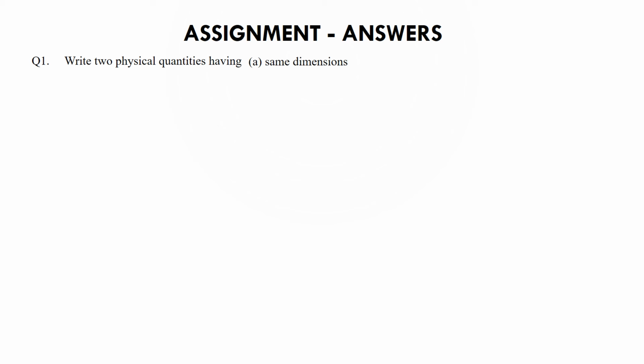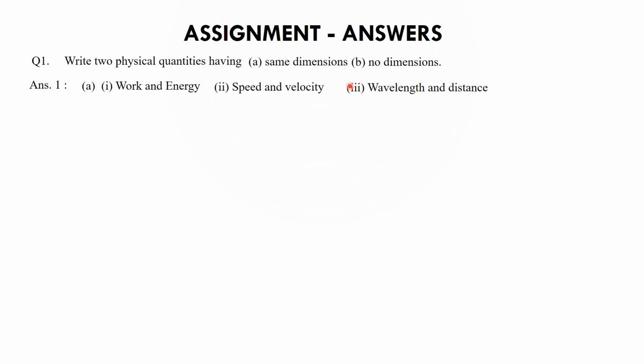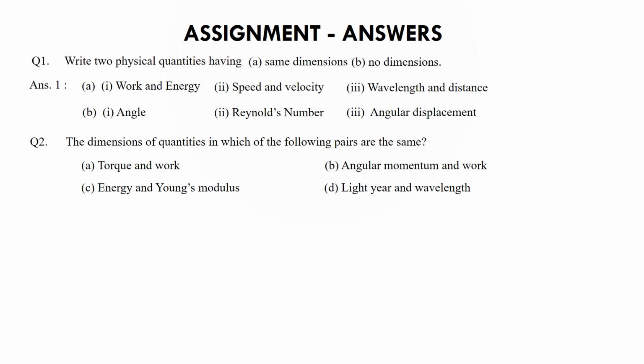The first question: two physical quantities having the same dimensions, and none. Same dimensions: work and energy, speed and velocity, and this is the bonus: wavelength and distance. Wavelength also has the dimension L. Second scenario, no dimensions: angle, Reynolds number. Reynolds number is a number about which you will study in the unit of properties of bulk matter. There you will study it. Also angular displacement. Okay, this was the second question.